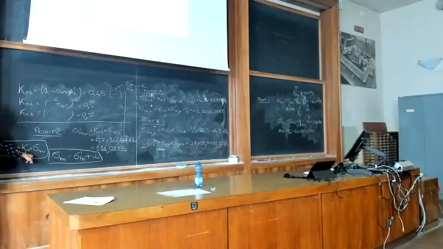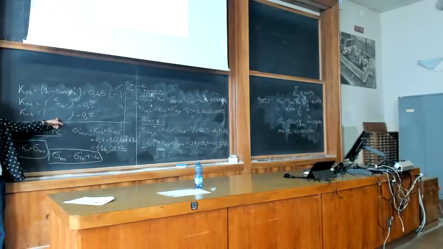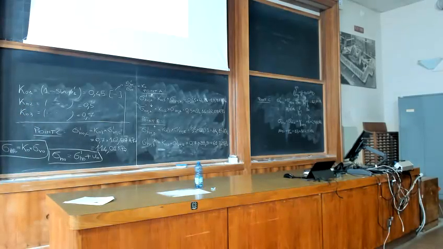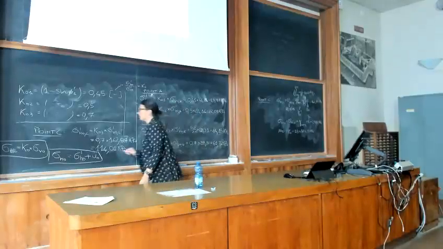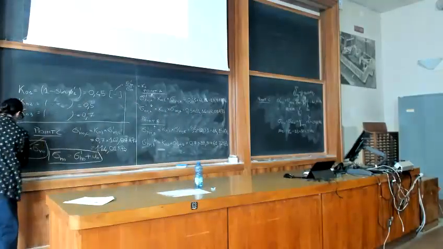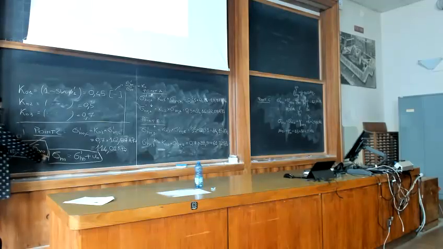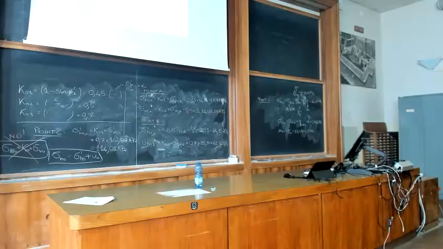But K naught is not 1 for the grains, while it is 1 for water, because the horizontal water pressure is equal to the vertical one, so it's always 1 for water. Okay, so this is wrong, as I told you before, again. Never do this when you have calculation of horizontal stress.